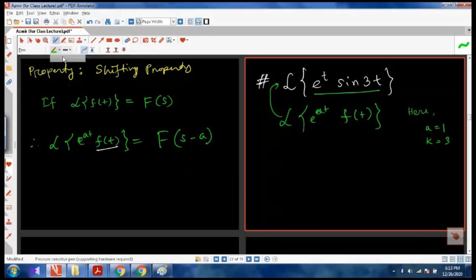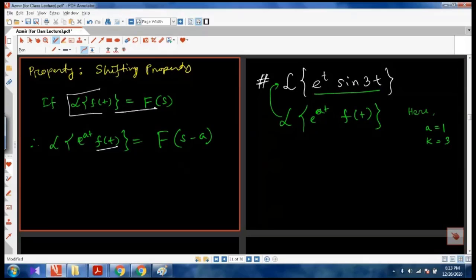Now you can have a look at the property. At first we have to solve. You can see f of t is here. We know the Laplace transformation of f of t is F of s, and that f of t is also here. So this f of t and this f of t are the same. So please try to understand.